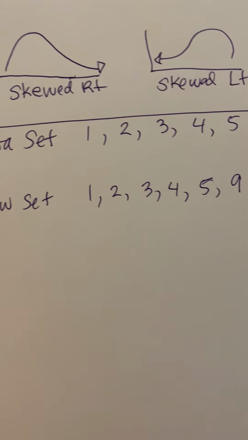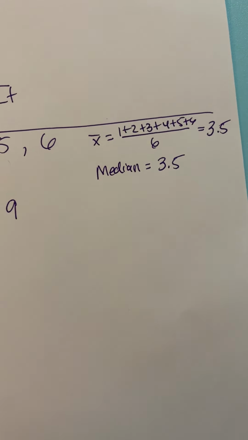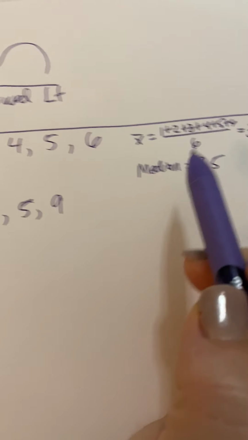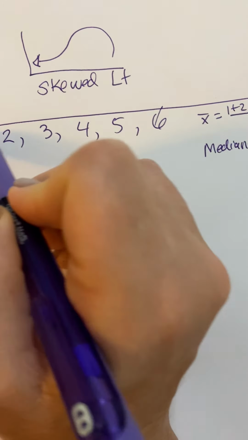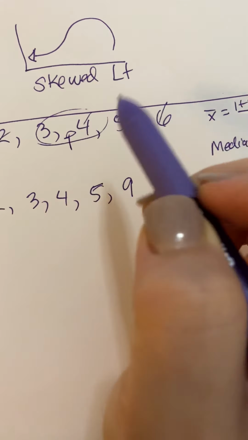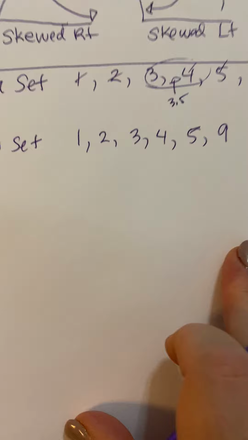MathXL, let's say you have a data set 1, 2, 3, 4, 5, 6, where the mean is, you add them all up, divide by 6, and you get 3.5. Median is also 3.5. How do I find that? Because top, bottom, top, bottom, top, bottom in the middle, and the median's right there in the middle. The average of it is 3.5.